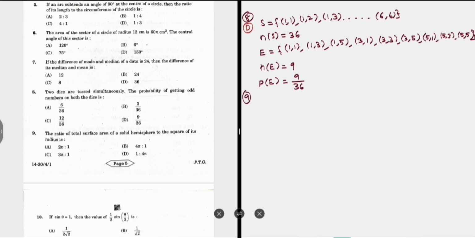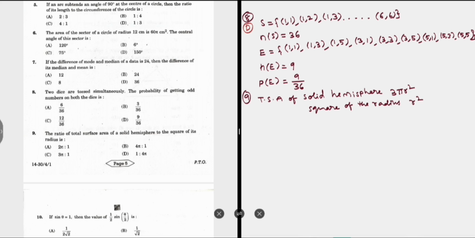For a solid hemisphere, the TSA of a solid hemisphere is what? 3 pi r square. And what is the square of the radius? Square of the radius means it is just r square.